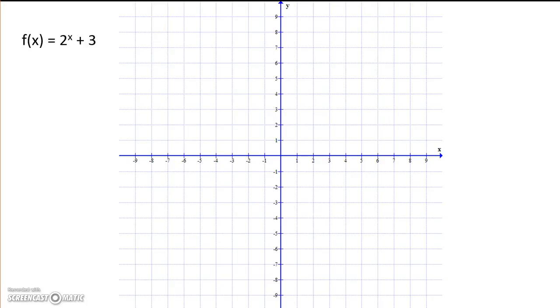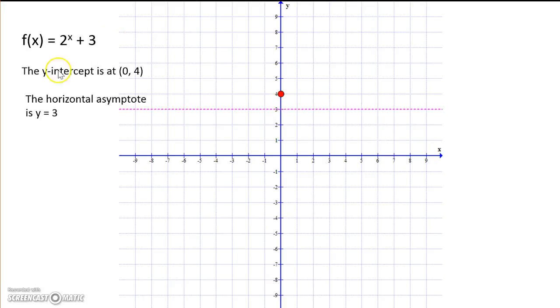Okay. Now we've got 2 to the power x, which we had before, but now plus 3. So the y-intercept is at 4, because that's k + c, so 1 + 3 is 4. And the asymptote is y = 3. And it's going to go up this way. It's an increasing function, and you go left to right.